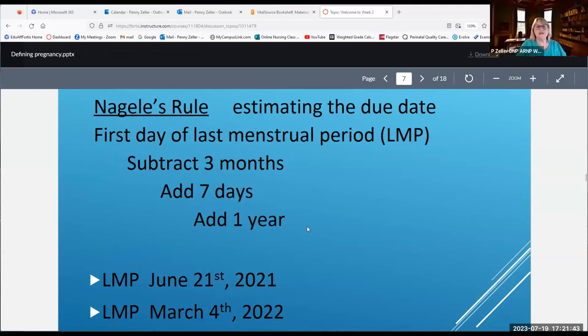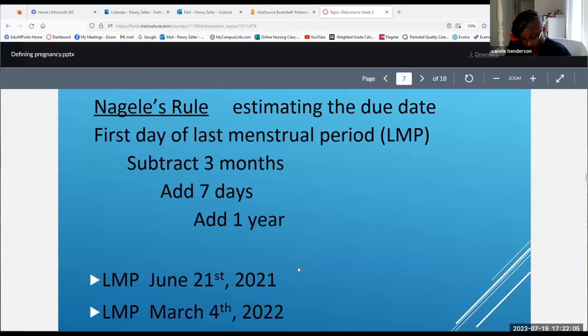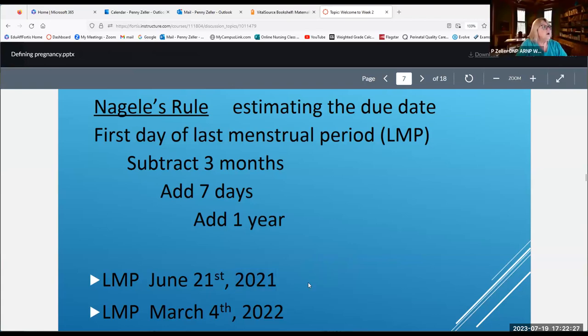And then Nagel's rule, understanding how we estimate a due date. So we take the first day of her last menstrual period, go back 3 months, add 7 days, and then add a year. So June 21st, somebody want to go through that with me? Her first day of her last menstrual period was June 21st. So the first thing we do is go back 3 months, which would be March 21st, 2021. Now we need to add 7 days. So March 28th, and then add a year. So March 28th, 2022 is her due date. So that's what we call Nagel's rule.